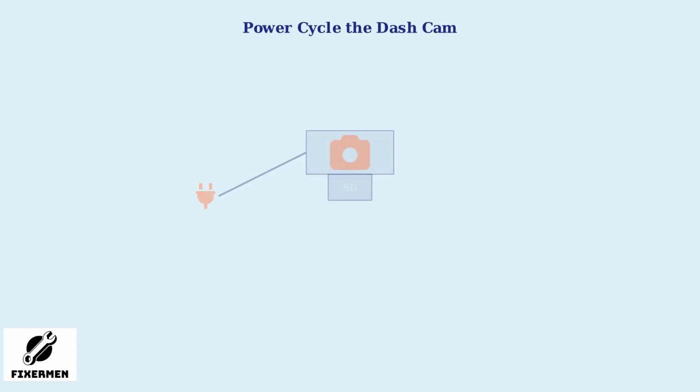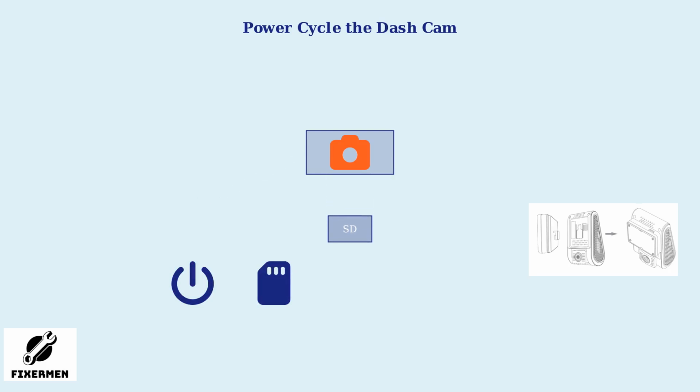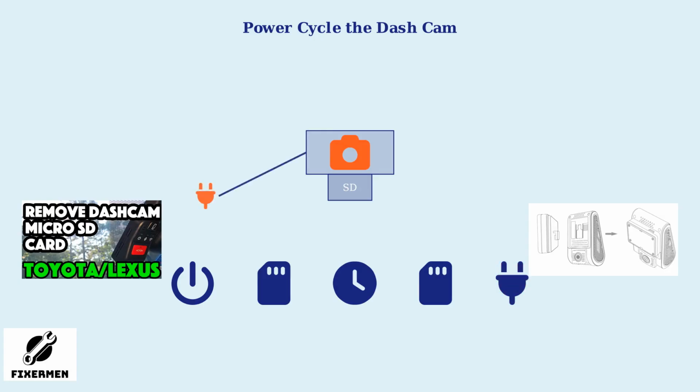A simple power cycle can resolve temporary glitches in the Viofo A119 V3. Start by disconnecting the dashcam from its power source. Next, remove the SD card from the device. Wait a few minutes to allow the device to fully reset, then reinsert the SD card. Finally, reconnect the power source. This resets the device and reinitializes the card.